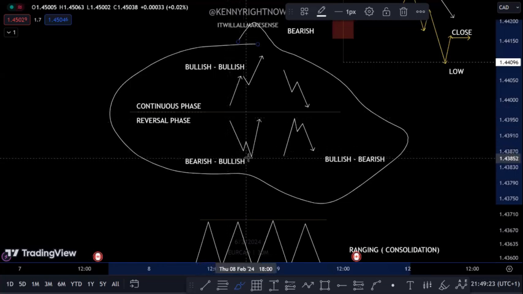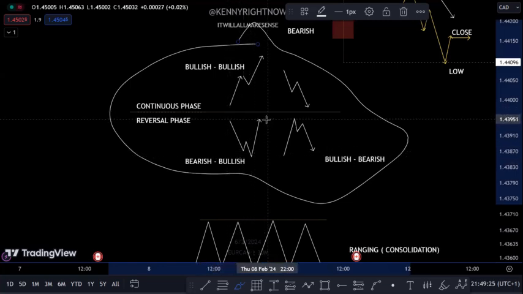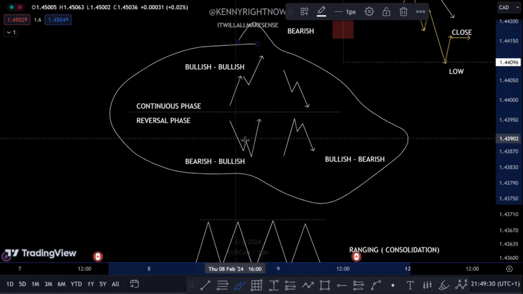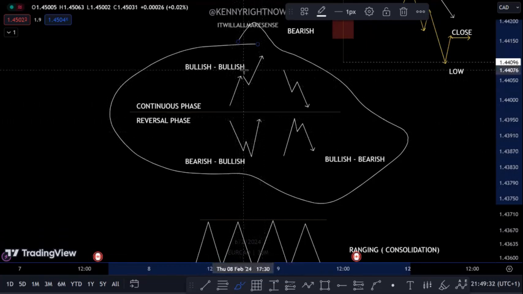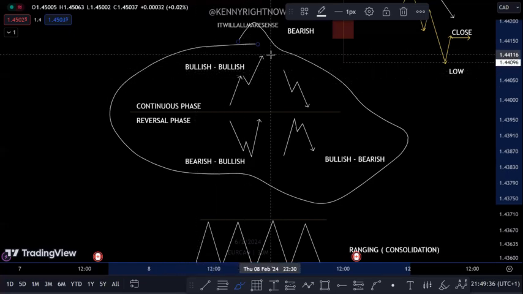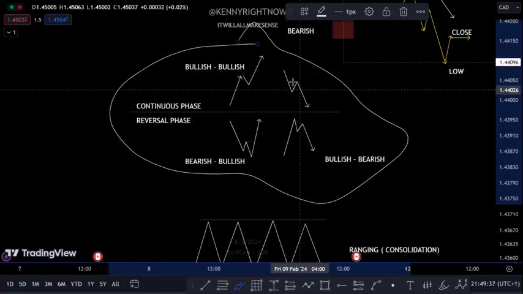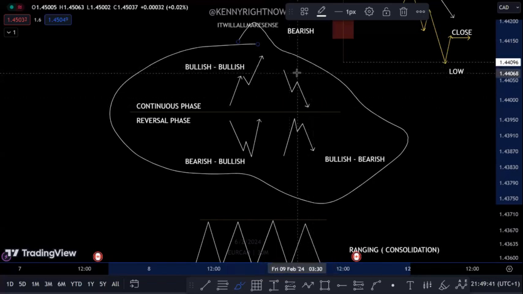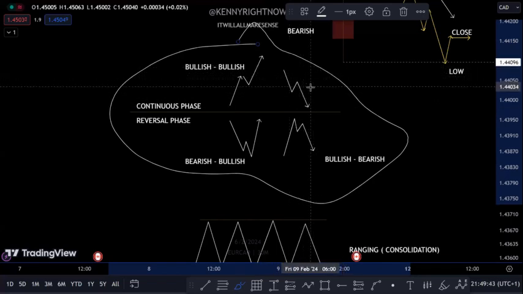It is reversing from what? From bearish to bullish, right? You are buying, it has reversed, it's buying. You are continuing your buying to buying, right? Meaning you are going from bullish to bullish, you are continuing the phase. Now, you are selling. You come into the market to continue selling. You are continuing the phase.